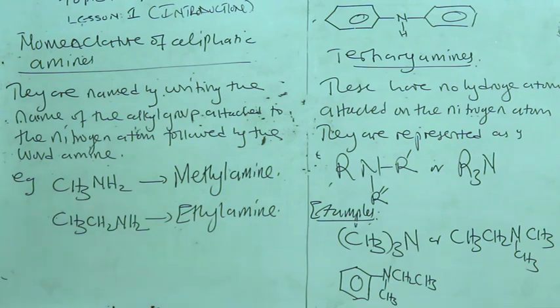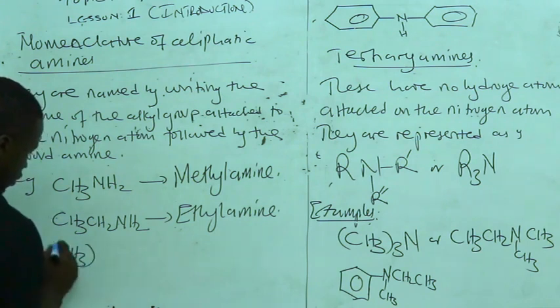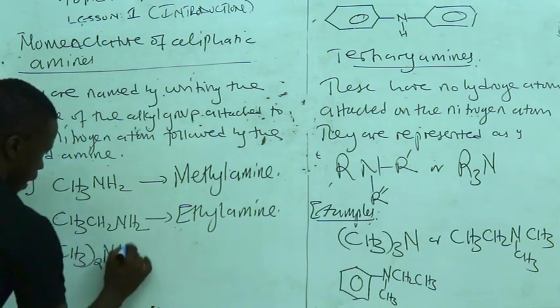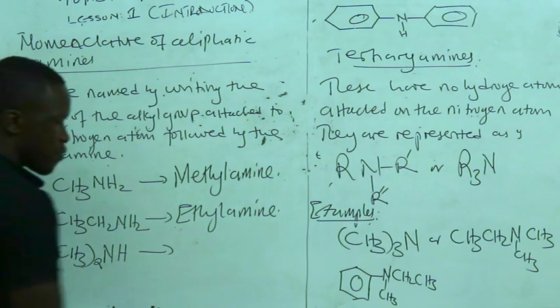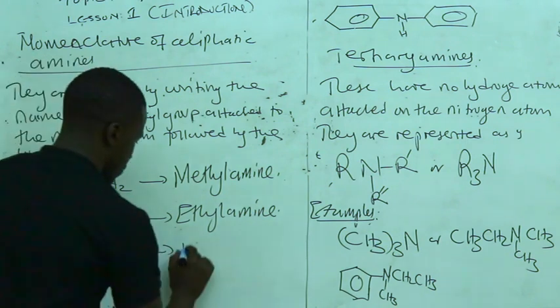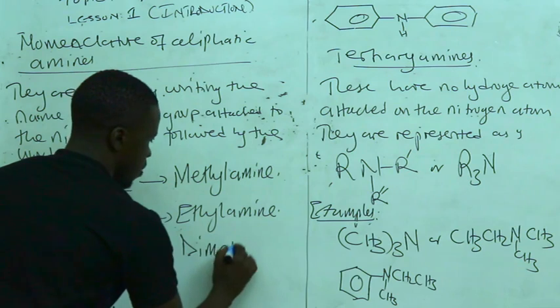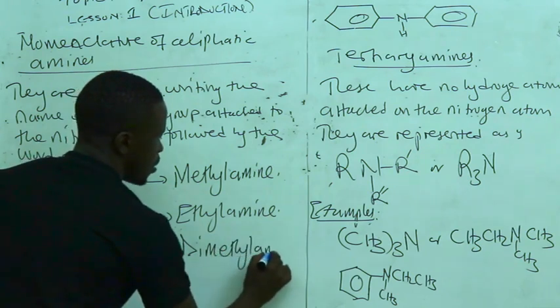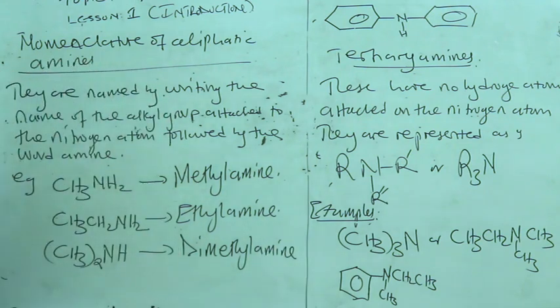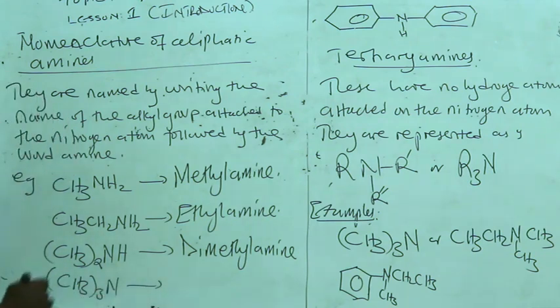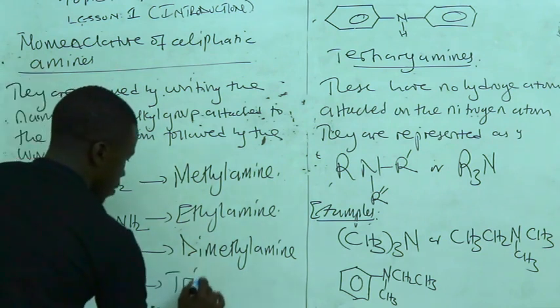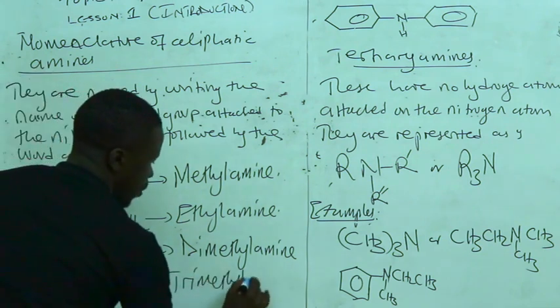But it's possible to be a secondary when there are two. You could have CH3, two of them bonded and they are similar. In that case, if they are similar, then we use the prefix di. So this one becomes dimethyl amine. Similarly, if it was tertiary and they are all similar, then we could call this one trimethyl amine.